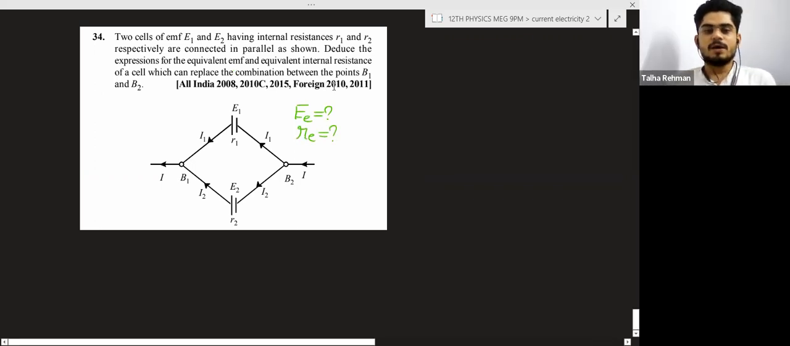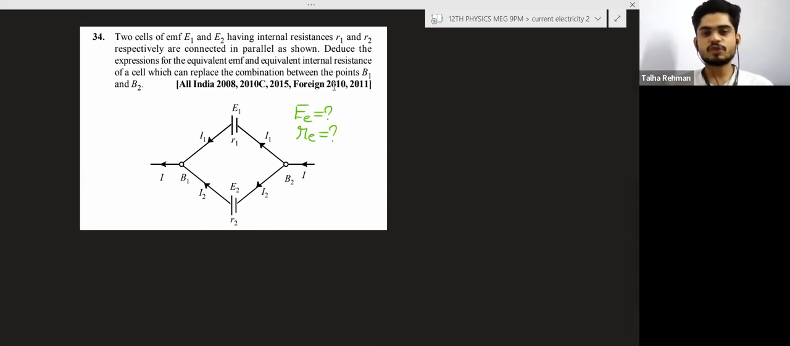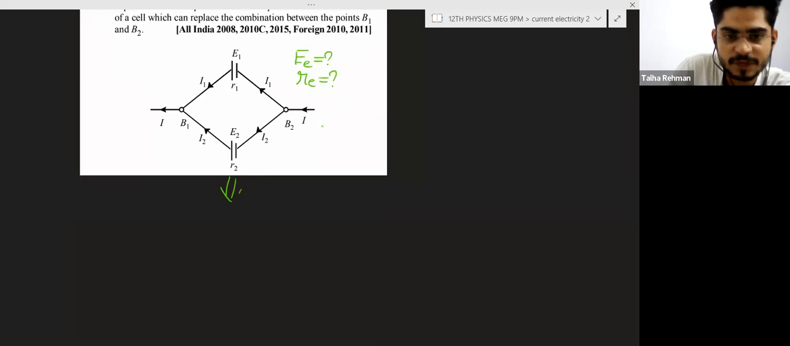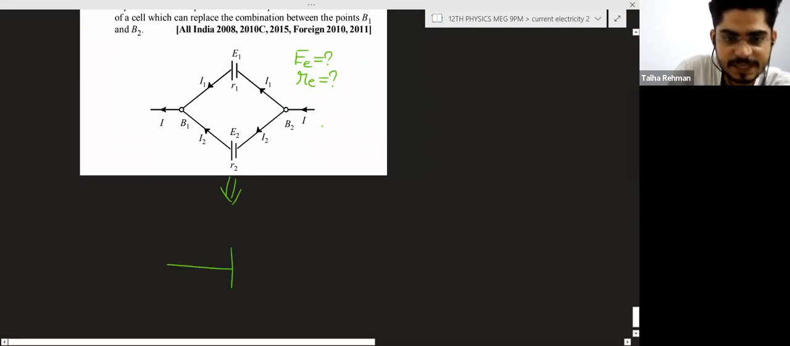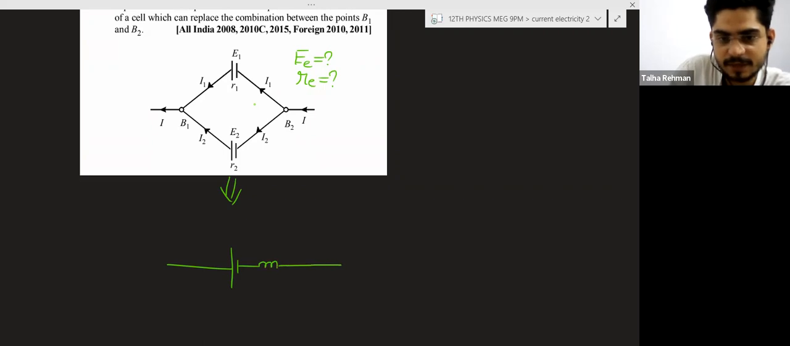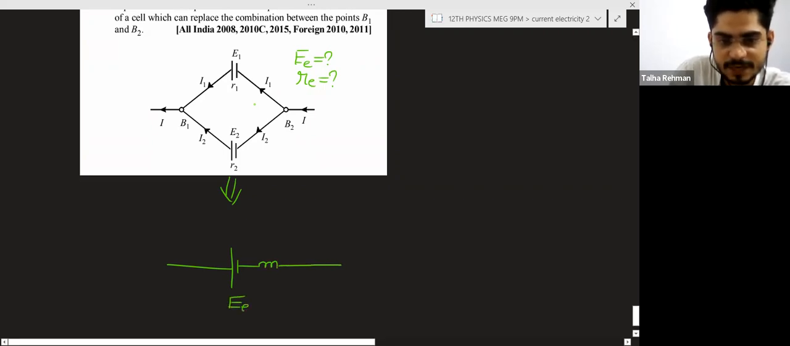Okay. And further, when you read the question, the equivalent EMF and the equivalent internal resistance of a cell which can replace the combination between V1 and V2. They are saying simply find the equivalent internal resistance and equivalent EMF. So the equivalent circuit of this will be like this. You will replace these two cells with a single cell having the equivalent EMF and the equivalent internal resistance. Okay.